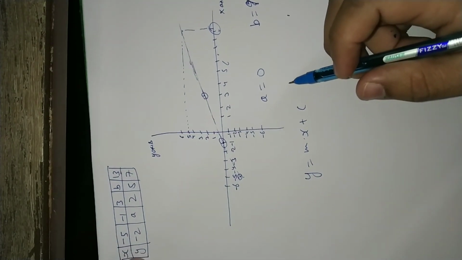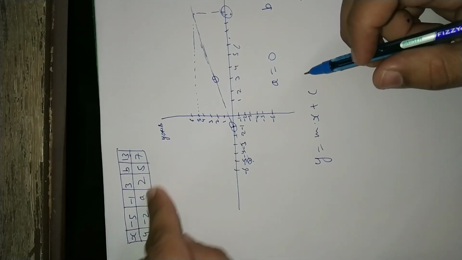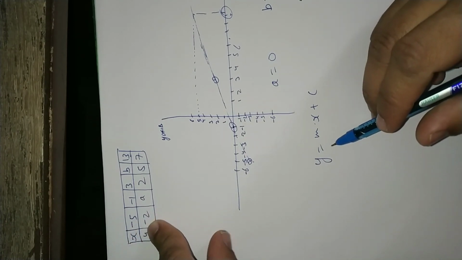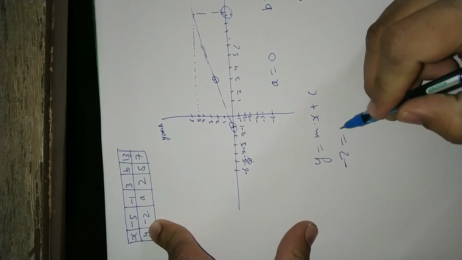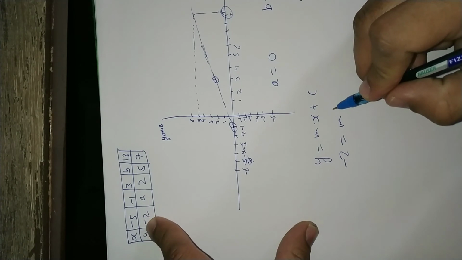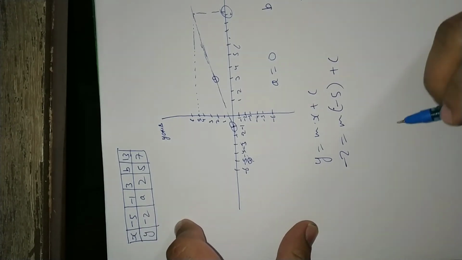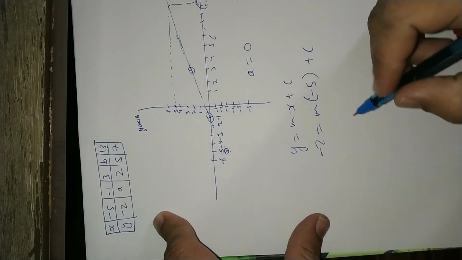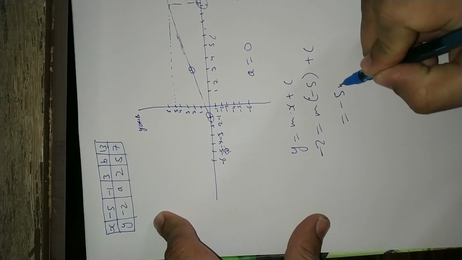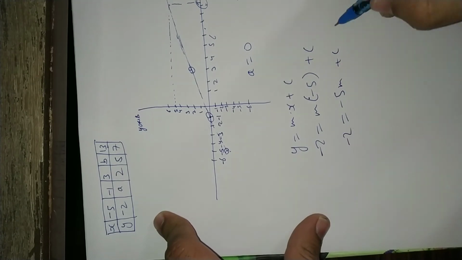So just put in any of these values. What is x here? -5. And y is -2. So -2 is equal to m times -5 plus c. So this will be -5m plus c equals -2. So this is your equation number 1.